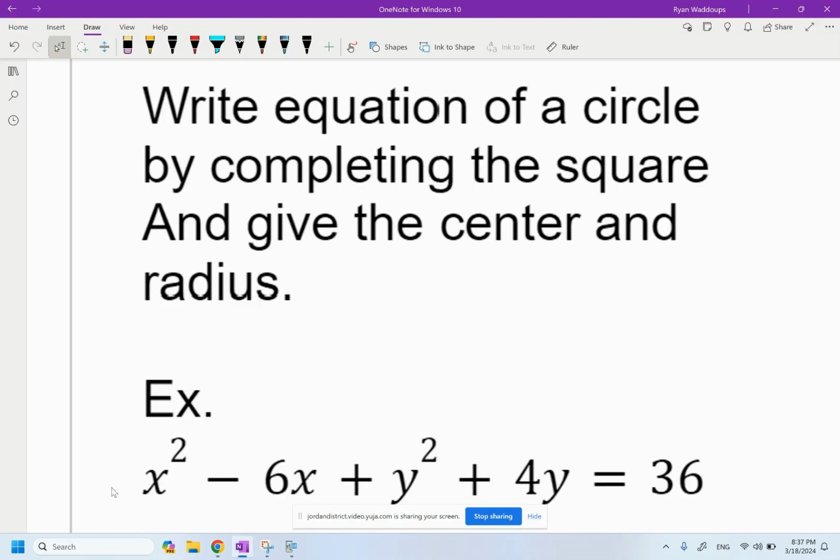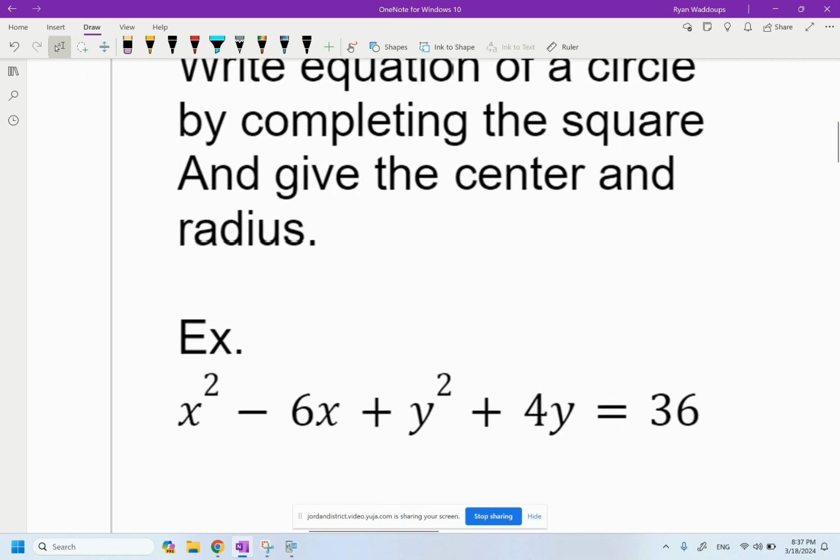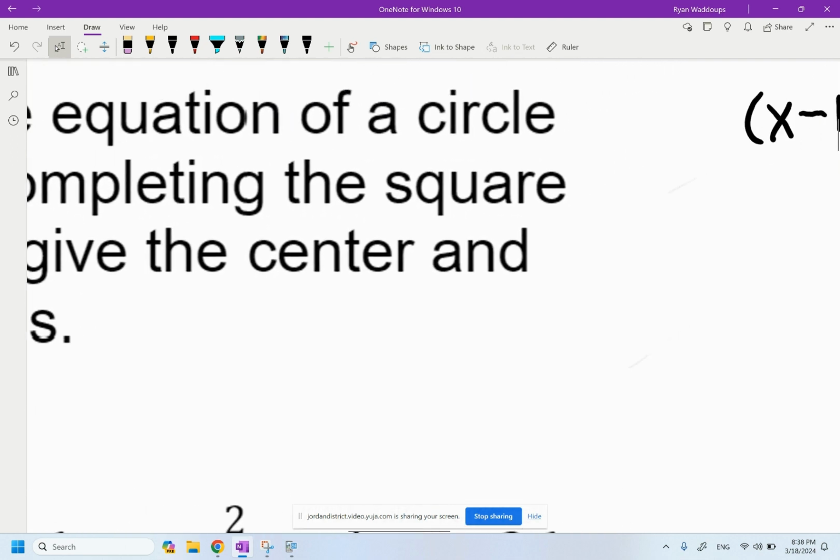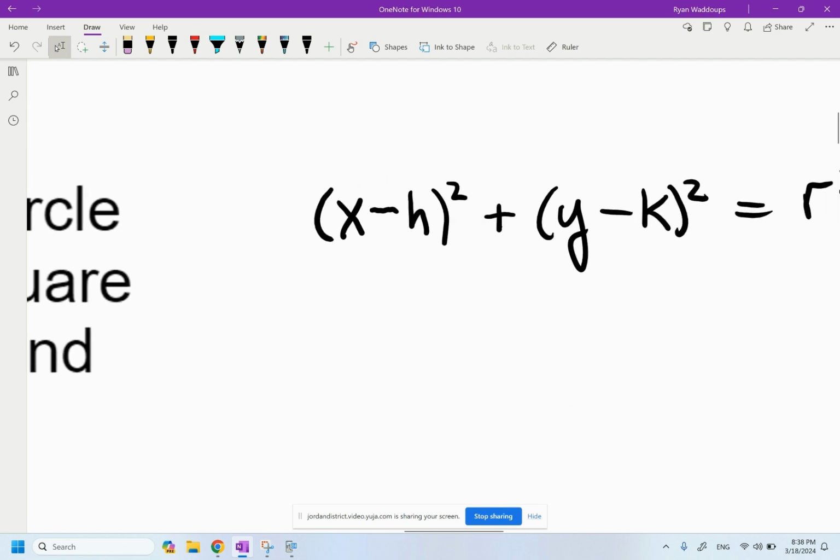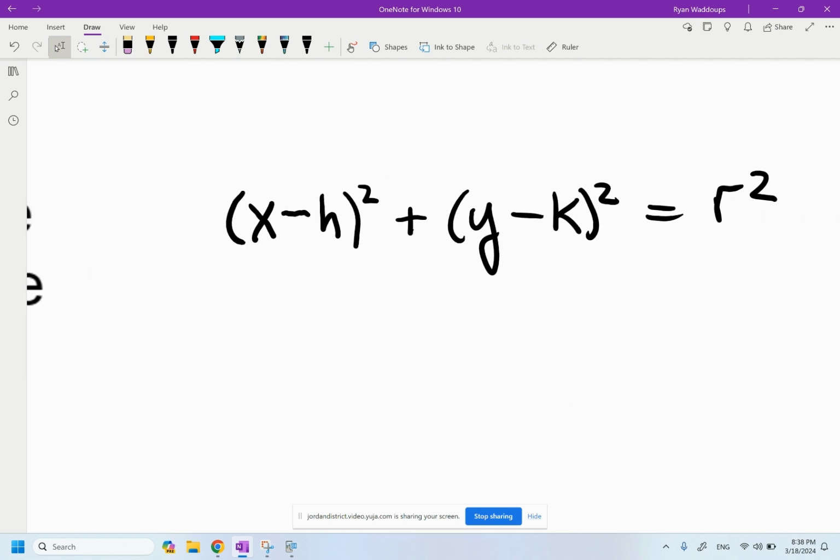Hi, welcome. We're going to talk about how we would write an equation of a circle by completing the square and then give the center and the radius. So we're going to use this particular example to help us with this. Just as a quick reminder, this is what the generalized form of the equation of a circle would look like. We've got (x − h)² + (y − k)² = r².